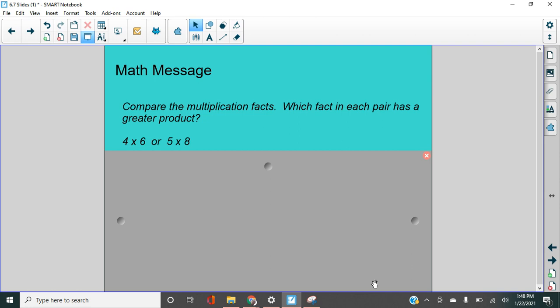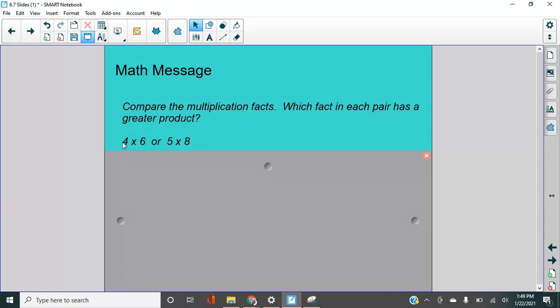Hello there, third graders. We are looking today at lesson 6.7, which is going to take what we did with decomposing some factors and extend that a little bit. Here we have a little bit of warm up. The question says, compare the multiplication facts. Which fact in each pair has a greater product?